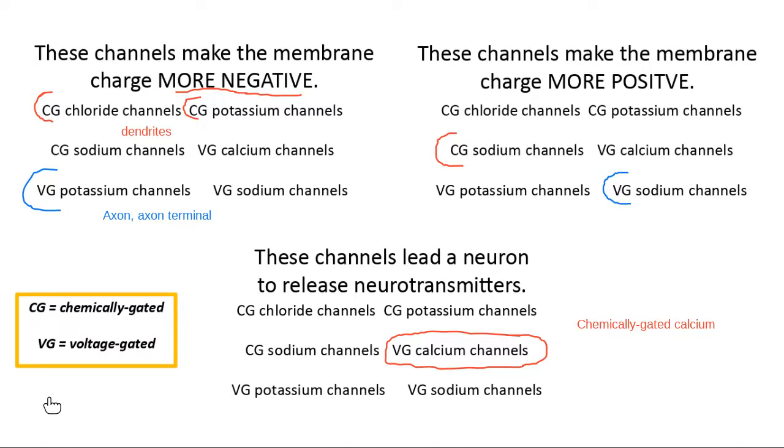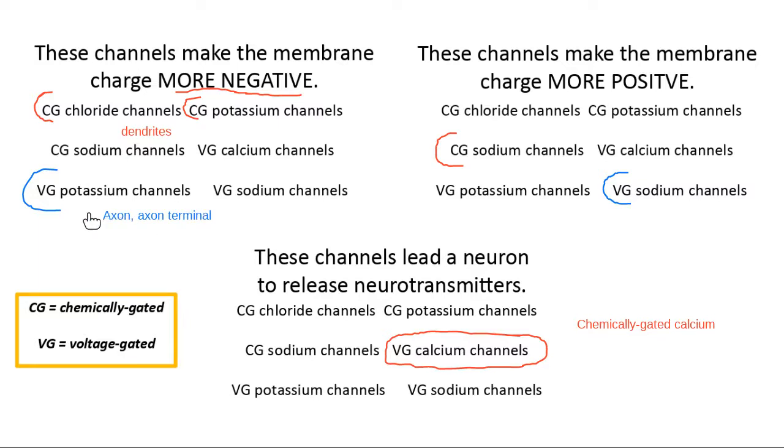Sorry if you already said why you did this, but just to clarify, so for these channels that make the membrane charge more negative, when you circle the Vg potassium channels, you put axon and axon terminal. Did we talk about the calcium channels being the only one that's being on the axon terminal, or why did you put that there? No, it's a good question.